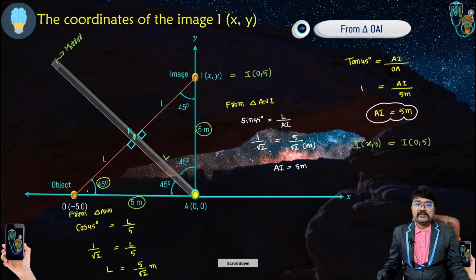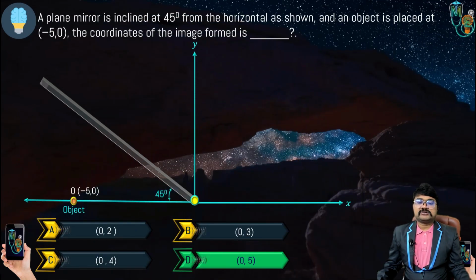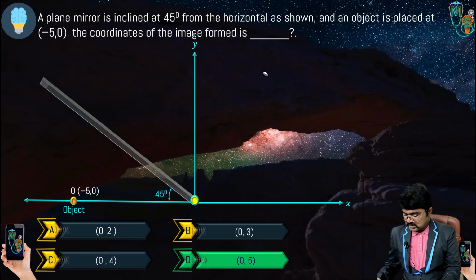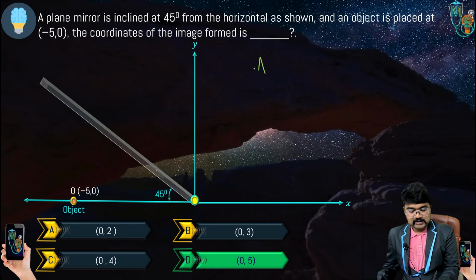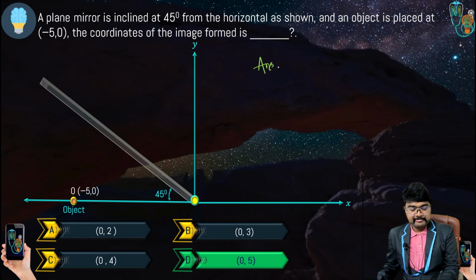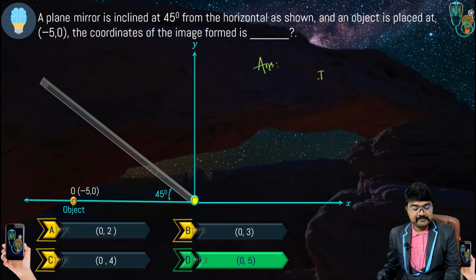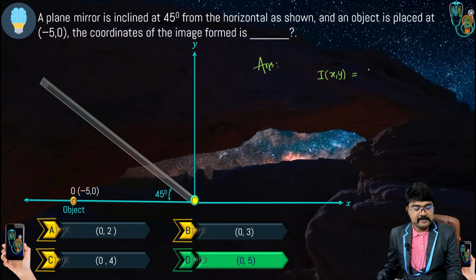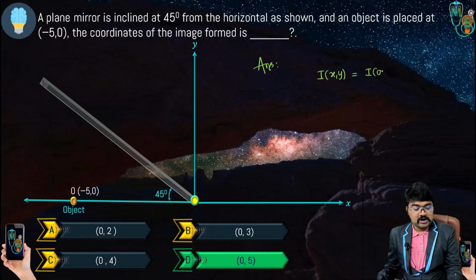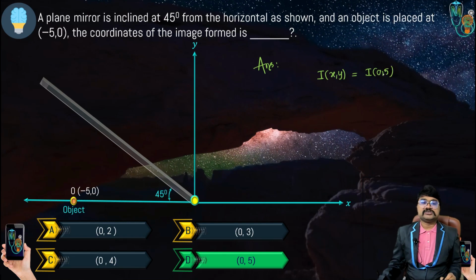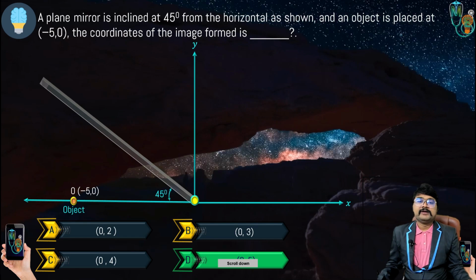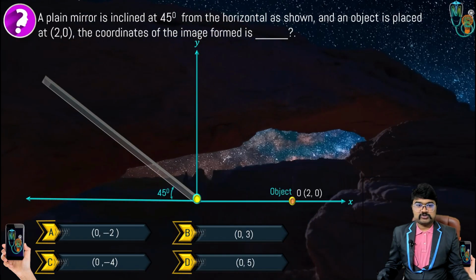Understood? Clear? What is the answer to this question? 0, 5. So I x comma y equals I 0, 5. That is the answer to this question. Now we can solve the next question.